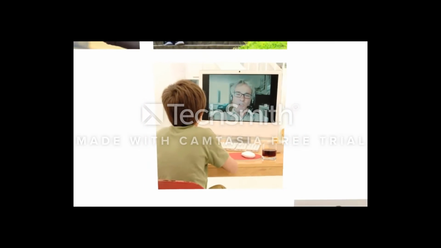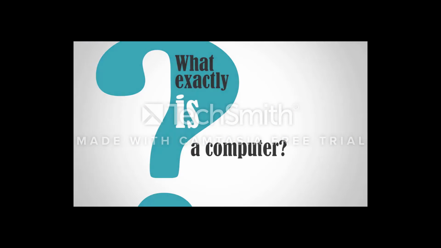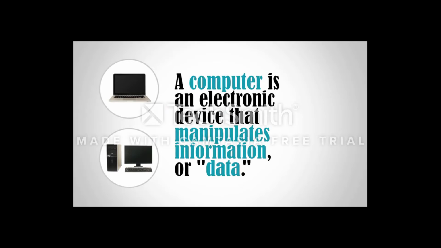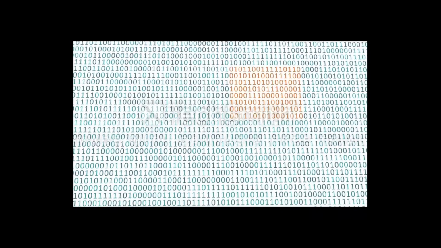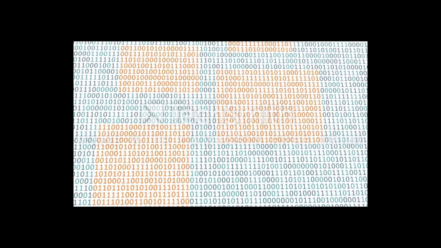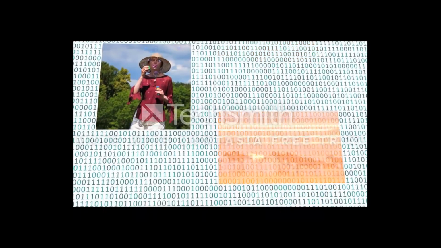Today, computers are all around us. From desktop computers to smartphones, they are changing the way that we live our lives. But have you ever asked yourself, what exactly is a computer? A computer is an electronic device that manipulates information or data. The computer sees data as ones and zeros, but it knows how to combine them into more complex things, such as a photograph, a movie, a website, a game, and much more.